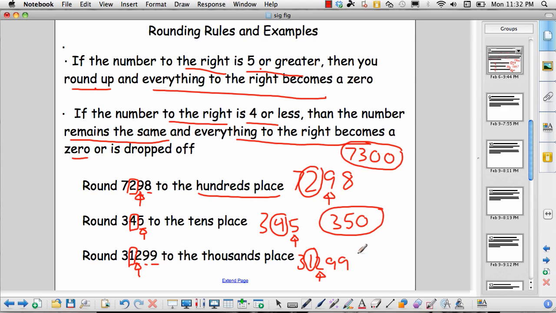So how do I do that? Well, my 1 remains the same, and then everything else, the 2 and the other 2 nines, actually become zeros. So 31,299 rounded to the thousands place is actually 31,000. Now that we have a little review with rounding and some of our rules, let's take a look at how to properly round sig figs.